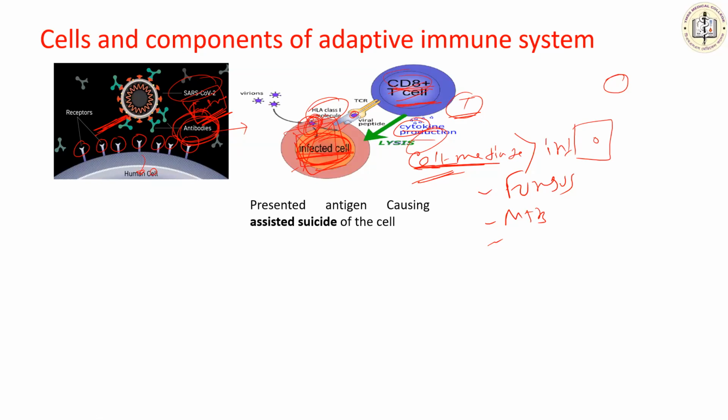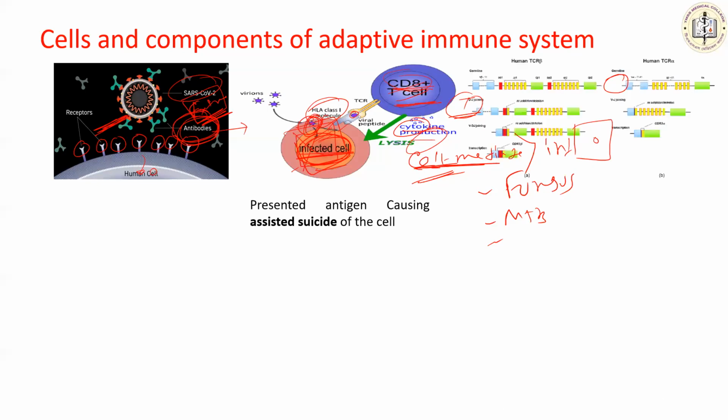So that is actually the suicide, assisted suicide. This is called assisted suicide. Whenever a virus-infected cell is present, the CD8 T cell assists the suicide of the cell. So CD8 T cell will kill the virus-infected cell as well. So this is one kind of pathogenesis.